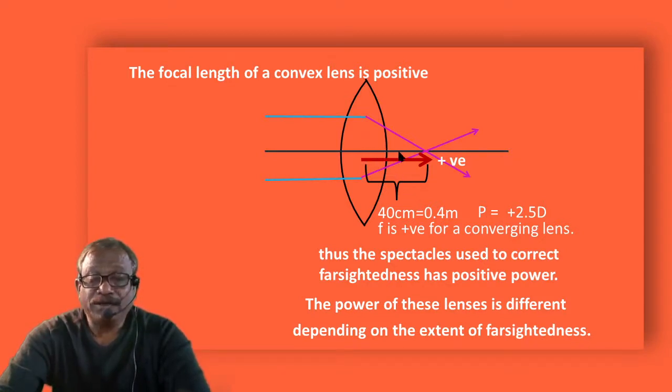So how much distance the focal length takes, or the image is what distance from the optical center beyond the retina. That is different for different persons. Therefore, the lenses used for correction are different for different people.